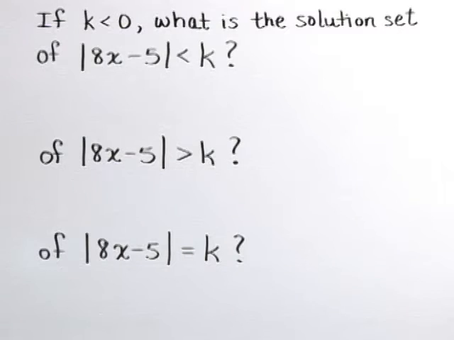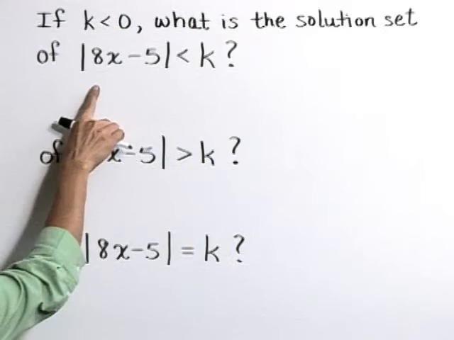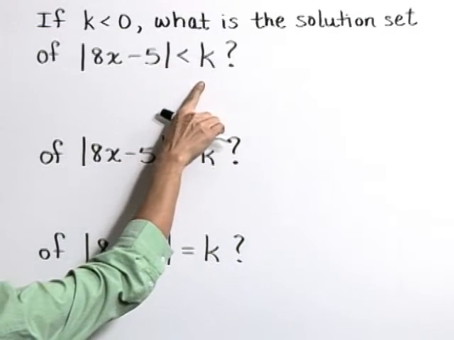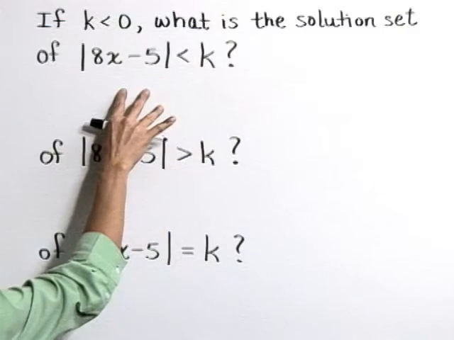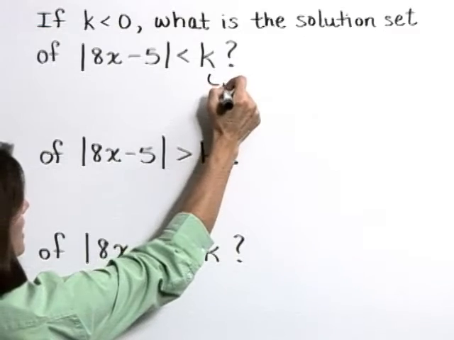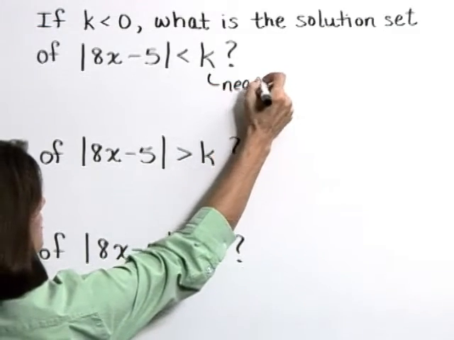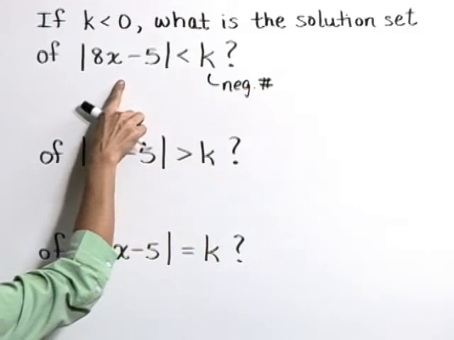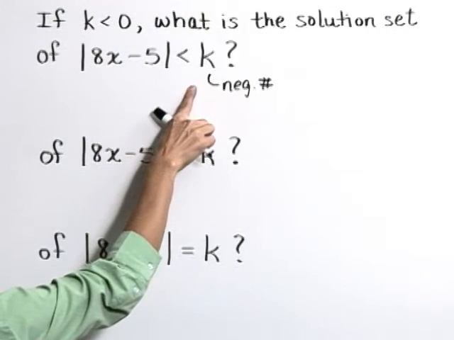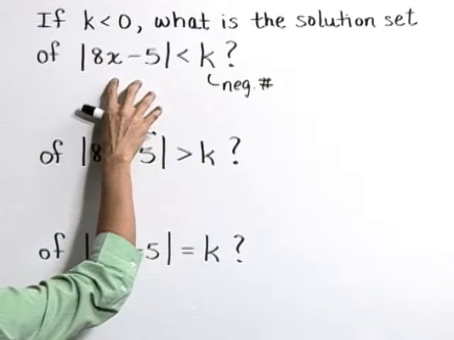If k is less than 0, what is the solution set of the absolute value of 8x minus 5 is less than k? Well, let's start with this one. Now, if k is less than 0, indicating that it is a negative number, then we have a statement here that says the absolute value of a quantity is less than a negative number. That makes it a negative number itself.